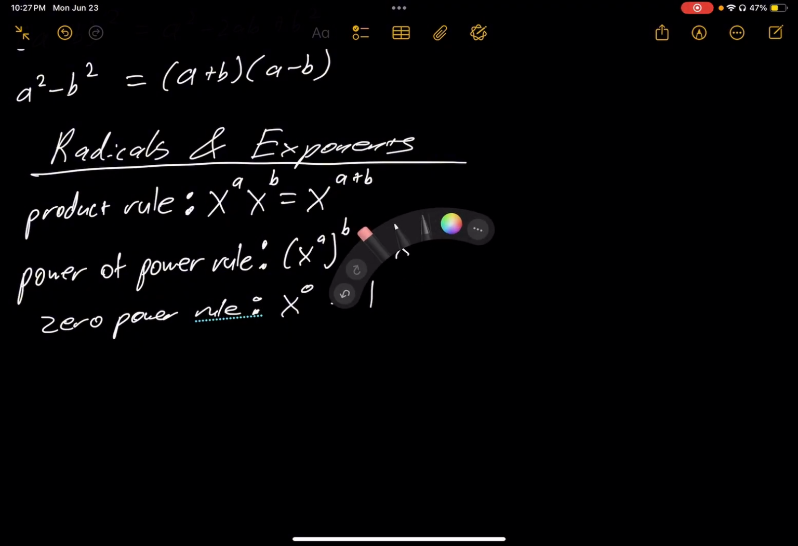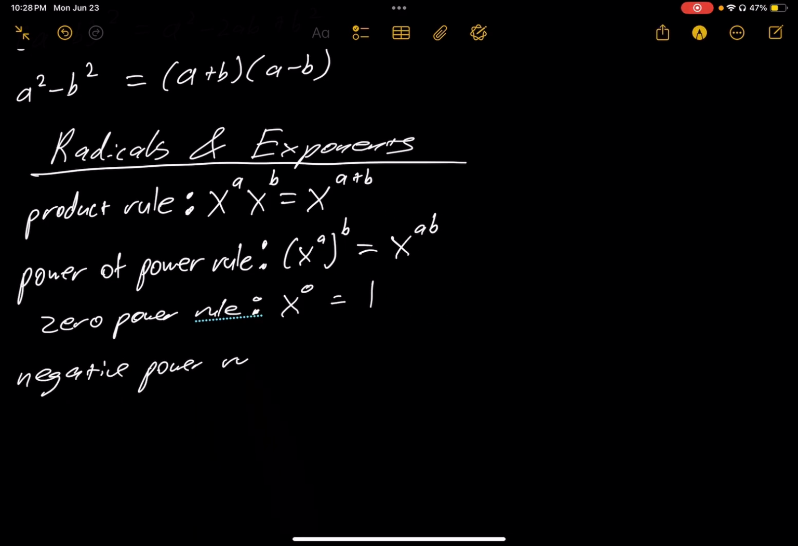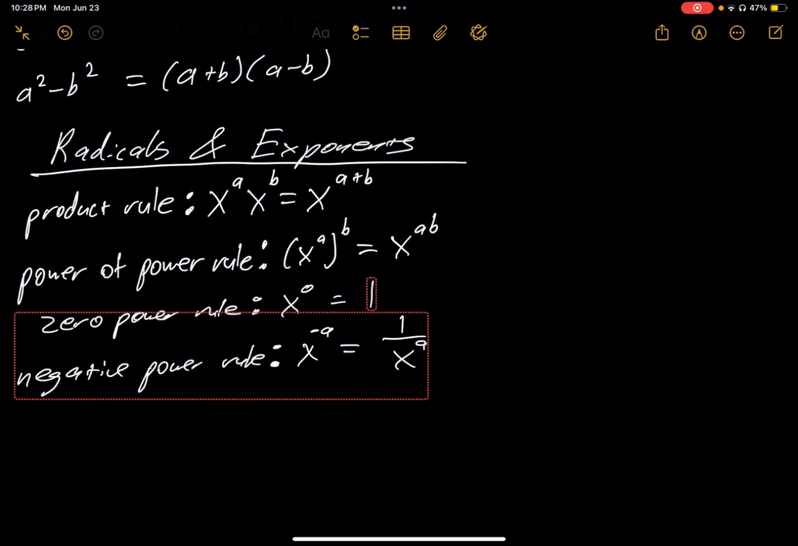We also have the negative power rule. It's very irrelevant to know the names of these, just know what they are. But the negative power rule means that if you have x to the negative a, it's going to be equivalent to 1 over that same power without the negative, x to the a.